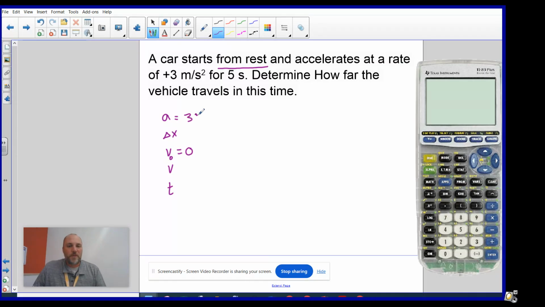So our acceleration is 3, and I see here seconds, so that must be our time of 5 seconds. Determine how far the vehicle travels. So we're looking for the displacement.